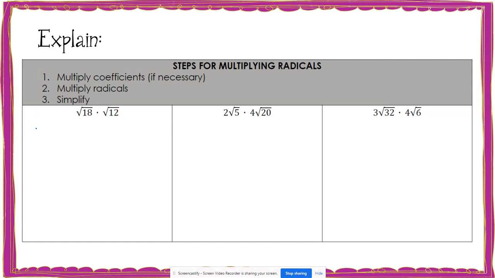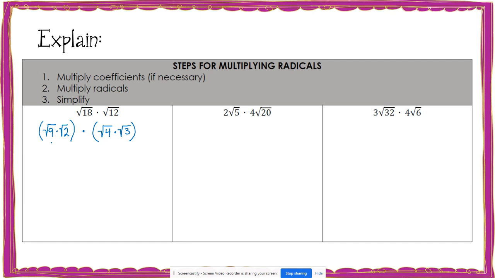So if I start with the square root of 18, I know that there is a perfect square of 9 and 18. So the square root of 18 can really be changed to the square root of 9 times the square root of 2. Then I'm taking this and multiplying by the square root of 12. Well, I know that the square root of 12 has a perfect square of 4. So I can change that into the square root of 4 times the square root of 3.